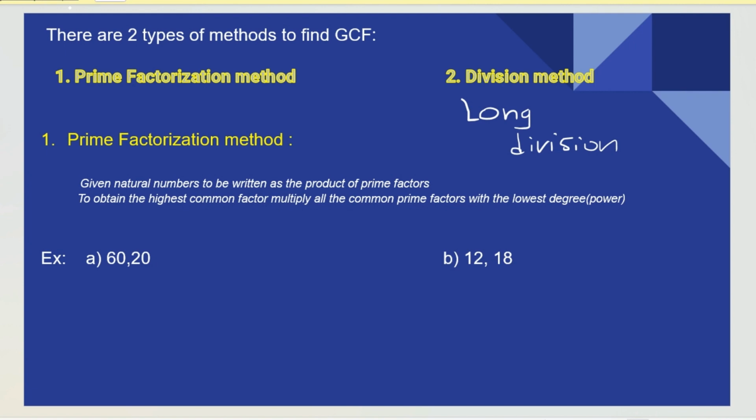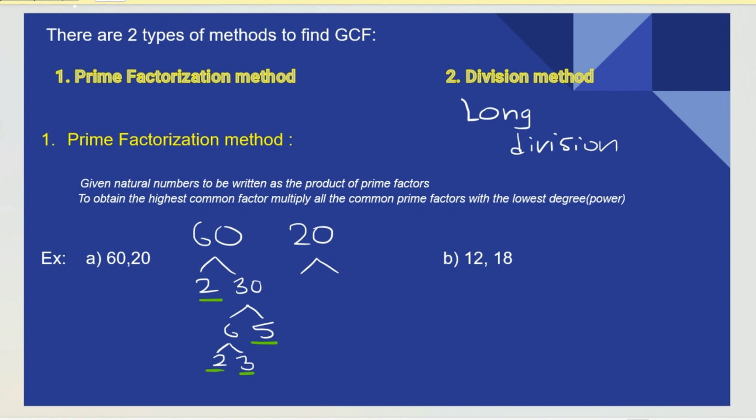So let's take the example 60 and 20. First, you just list out the prime factors. For 60, 2 and 30. For 30, you can say 6 and 5. 6 is 2 and 3, right? So at the end, the prime factors that make 60 are 2, 2, 3, and 5. So 2 times 2 is 4, 4 times 3 is 12, 12 times 5 is 60.